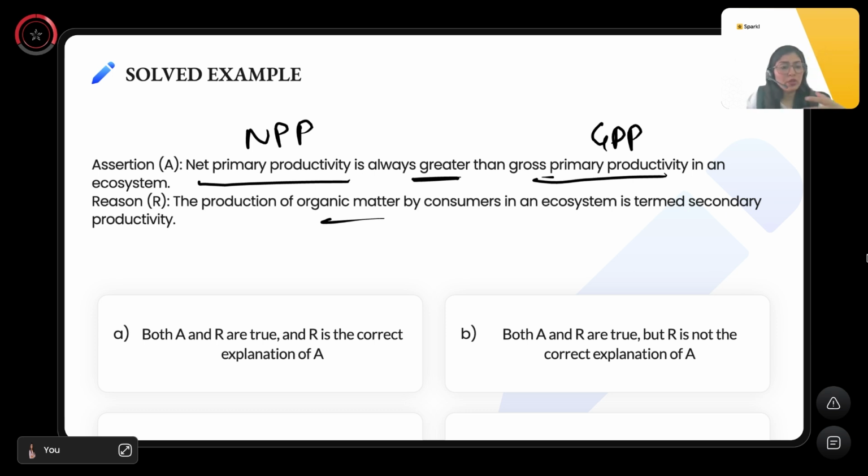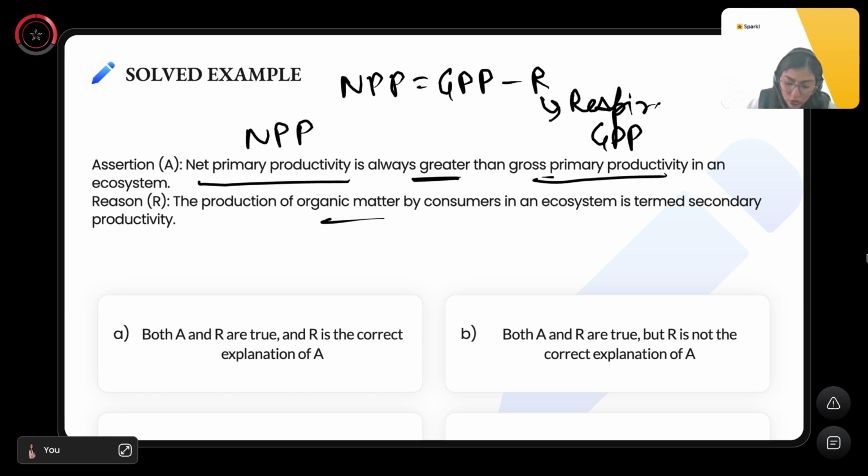How do you represent NPP? How do you write it? NPP is equivalent to gross primary productivity minus R. What is R over here? R is respiratory loss. So here, if you talk about GPP, GPP is always greater than net primary productivity or NPP, making the assertion an incorrect statement.